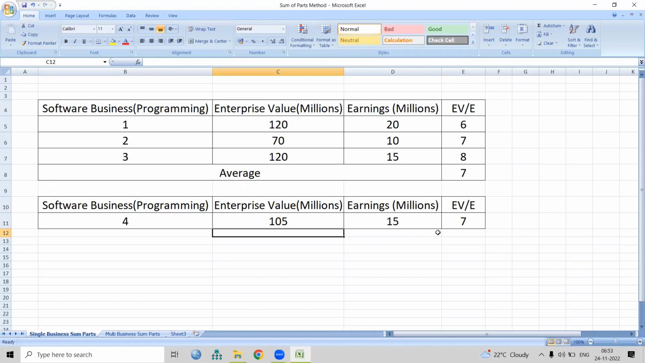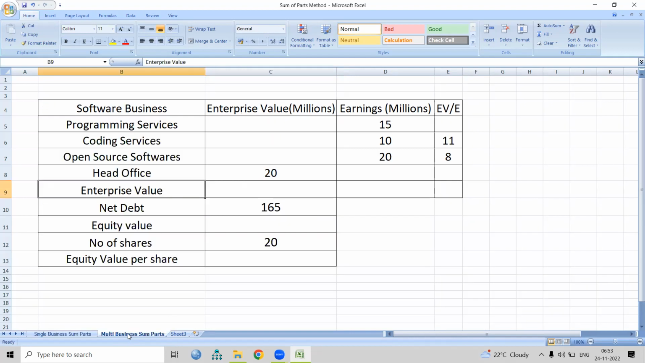So this is called the single business sum of parts method. So what do we call it? Single business sum of parts method. On the same line, let's find out the multiple business sum of parts method. Let's come to sheet number 2.